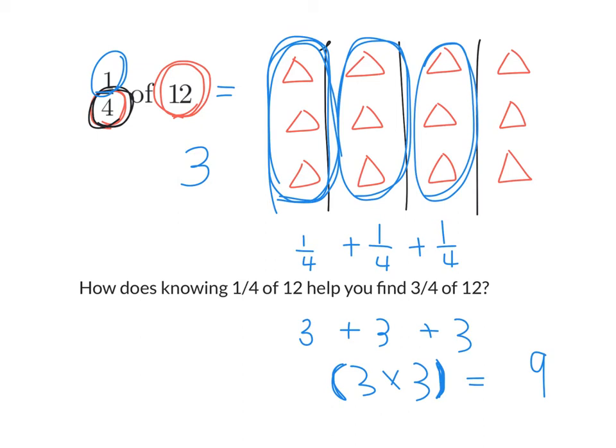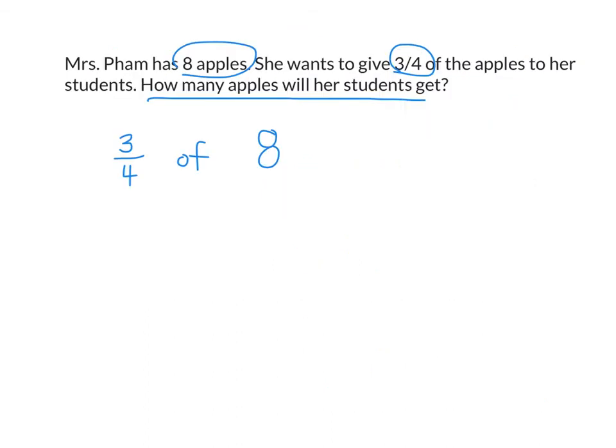Very good. So here again, we can see how drawing a picture helps us find a fraction of the whole number. In this case, in order to find out how many apples her students will get, we need to find what 3/4 of 8 is. Well, we can do that by drawing a picture. How many apples do we have altogether? 8, right? And our denominator tells us our units are going to be what?